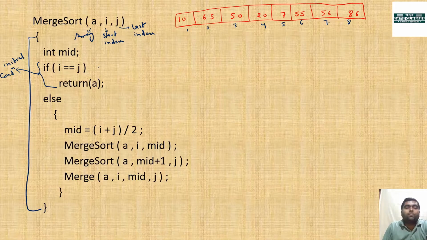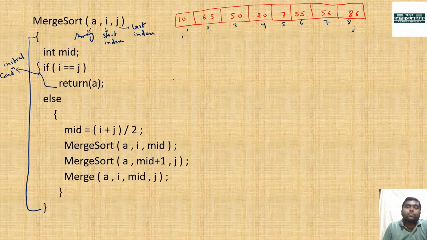Okay, if i equals j. In our case, i is going to be 1 and j is going to be 8. So this is i and this is j. 1 is not equal to 8, so else, mid is (i plus j) divided by 2. So 1 plus 8 is 9, 9 divided by 2 is 4.5. Ultimately 4 only, because we are taking the floor function.